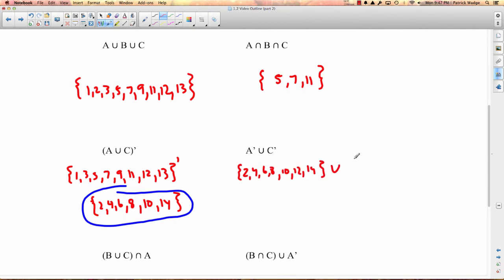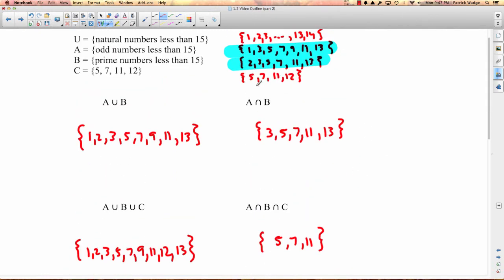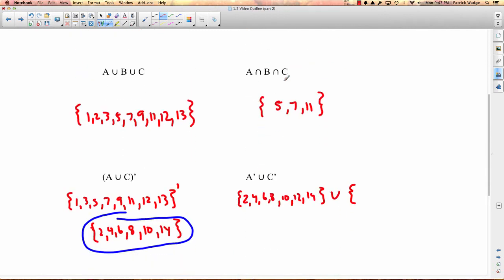And then the union of, okay, for the second one, the complement of C. So all C has in it is 5, 7, 11, 12. We have to write all the numbers from 1 to 14 except for 5, 7, 11, 12. So I hope I can remember that. 1, 2, 3, 4, no 5, 6, no 7, 8, 9, 10, no 11, no 12, 13, 14.